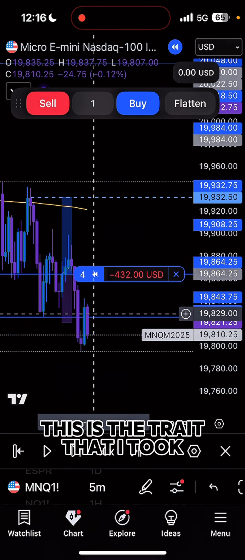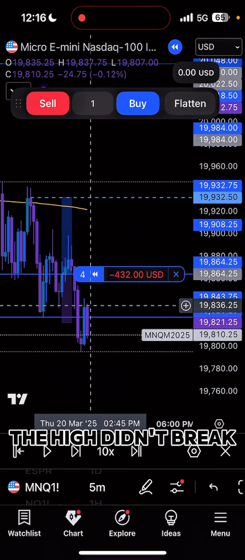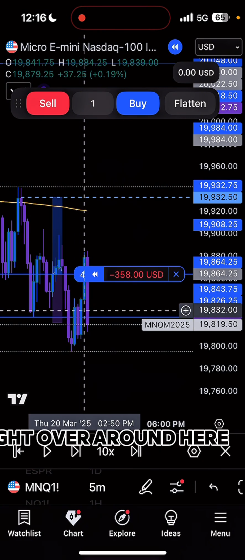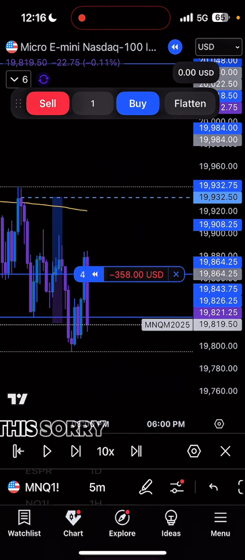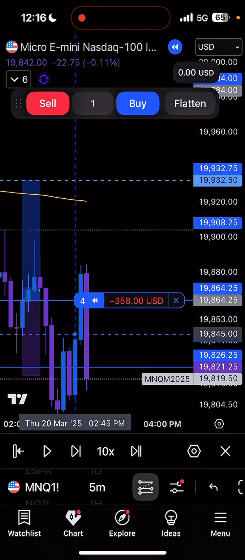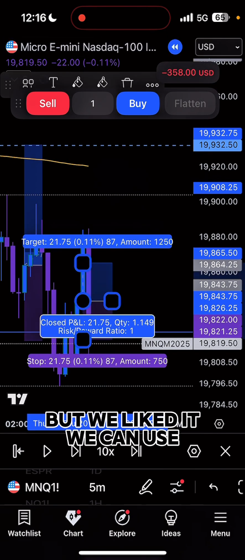But what it did was it actually snapped back above. This is the trade that I took. It actually snapped back above with a solid bar candle. The high didn't break, but you could have definitely entered that trade right over around here. Yep. As soon as we see this, bullish solid bar candle right here. That's why I like to use this. This is a little bit in the way, but we can use something like this.